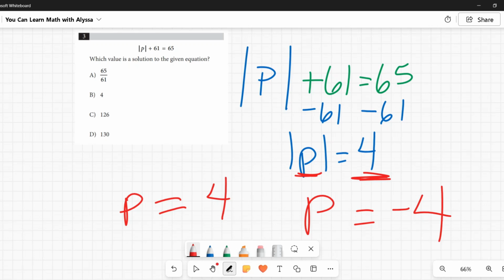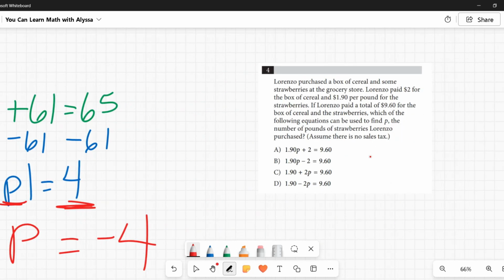P could be 4 or it could be negative 4. Only one of those is an option, and it is B, 4. That is my answer.